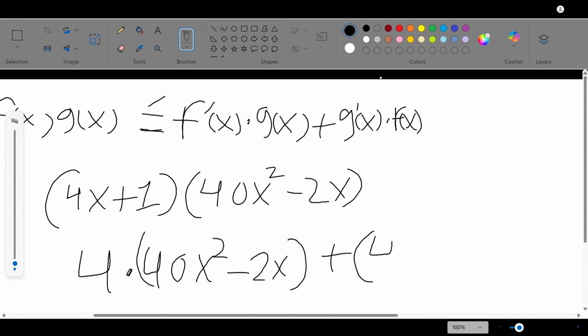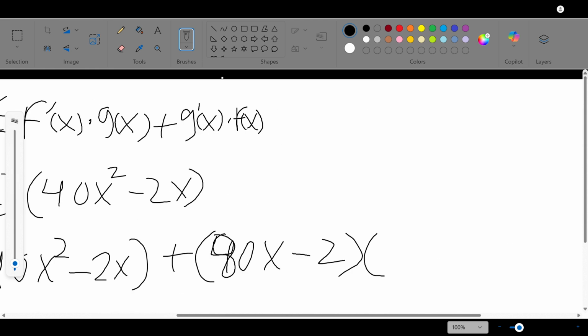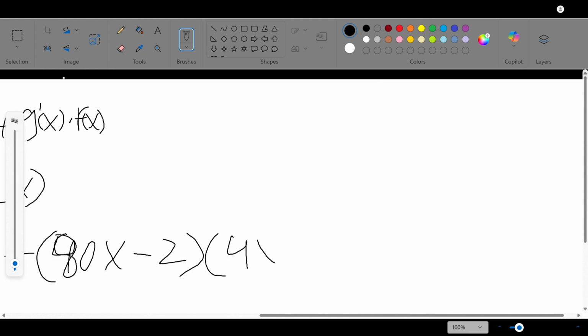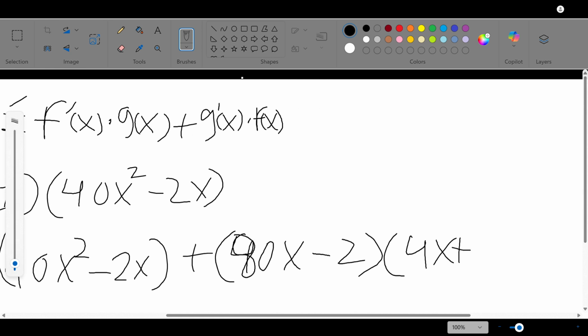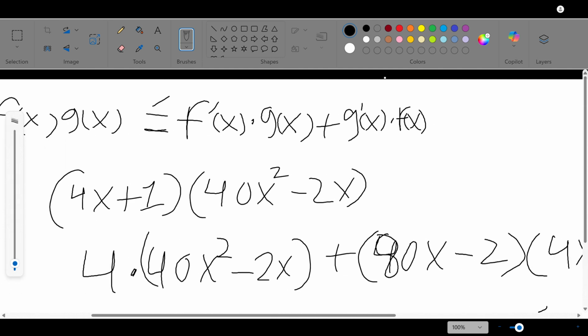Anyways, now you find the derivative of the second function. So parentheses 80x, that's an 80, minus 2, times the original function, the first one, which would be 4x plus 1. Now, that is the basic product rule.